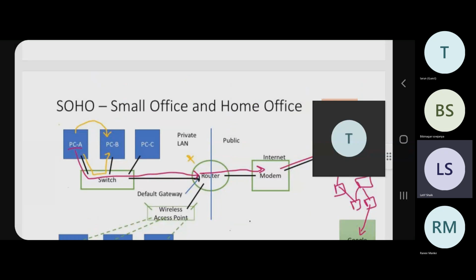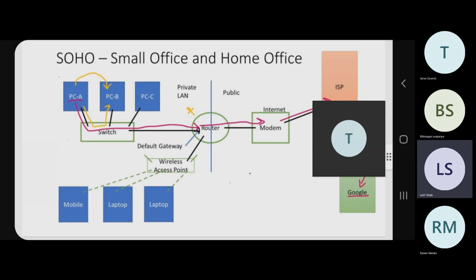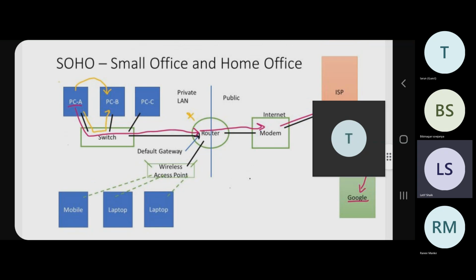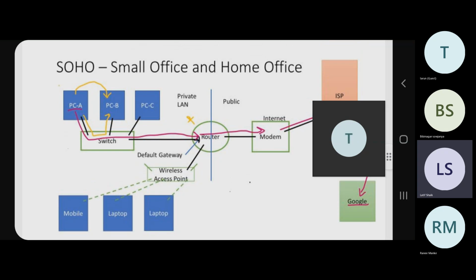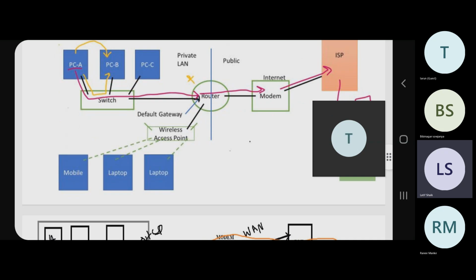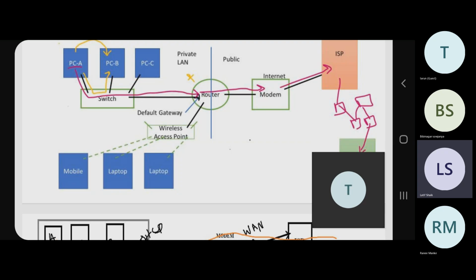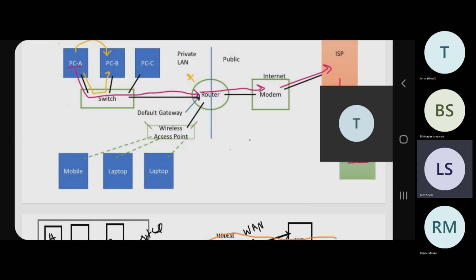And next, the SOHO, small office, home office setup: where we use these components and how we use them nowadays. For example, we need a switch to connect wired devices. We need a wireless access point to connect wireless devices. We need a router to route between the local network and outside of the network. And a modem is used to connect to the internet. But now all of these come in one single device called a Wi-Fi router. In homes we have a Wi-Fi router to get connected to the internet.